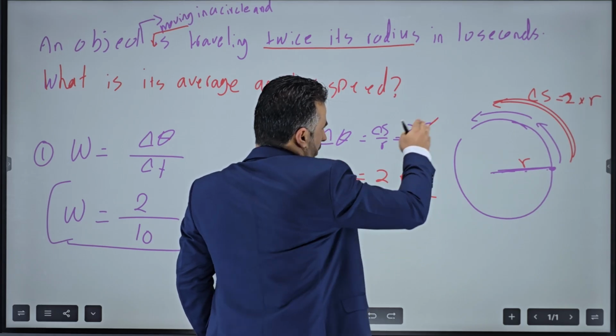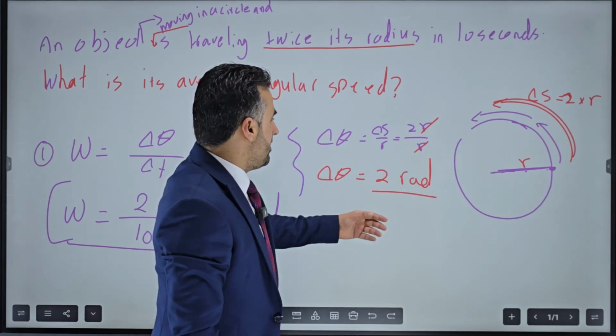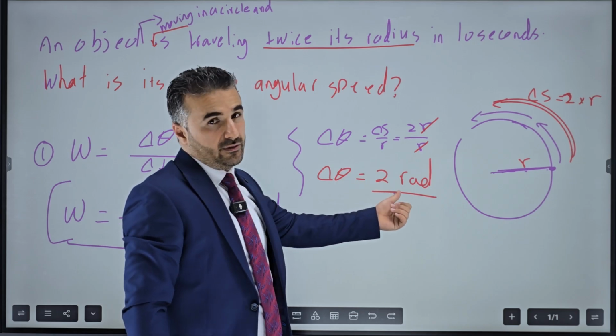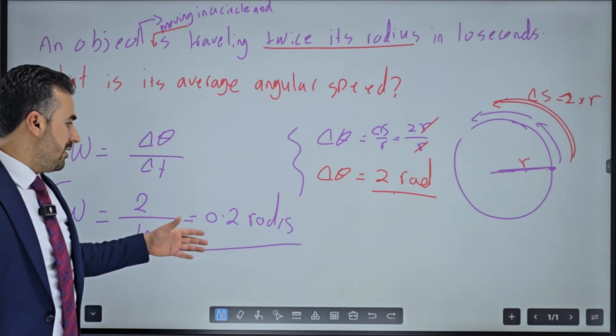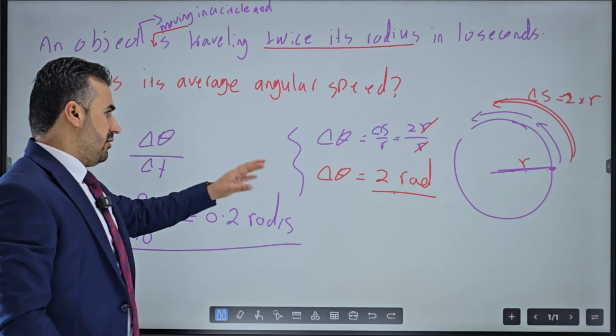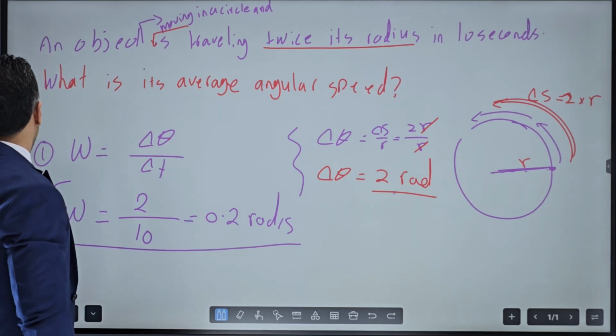These two cancel out, regardless of whatever the radius is, and then the angular displacement will equal 2. But if the question is about angular speed, then of course you'll bring this number to the equation, then you'll just do the math. And I hope you understood this question well.